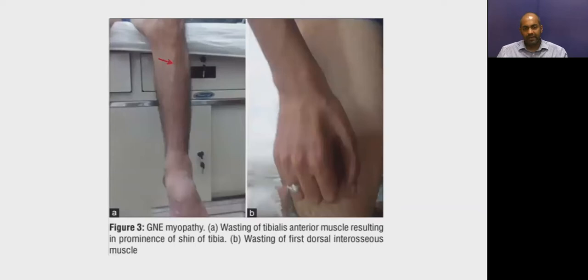So this is a common distal myopathy that we see clinically. It's called Nonaka myopathy. It has different names. GNE myopathy is the current name. Previously, it was known as Nonaka myopathy or HIBM, hereditary inclusion body myopathy.